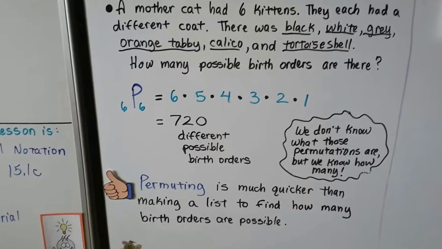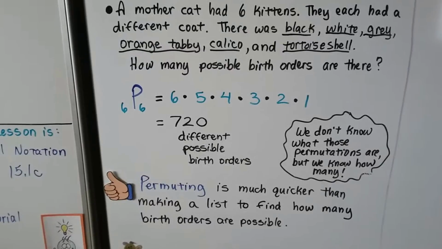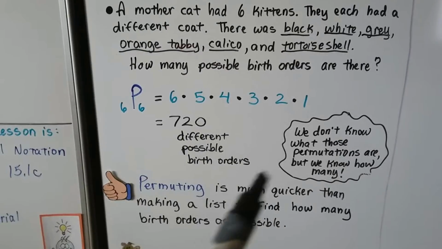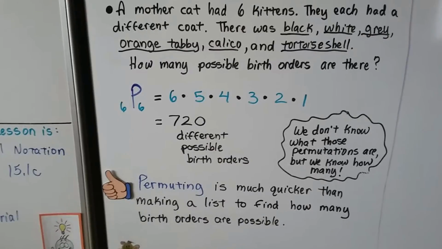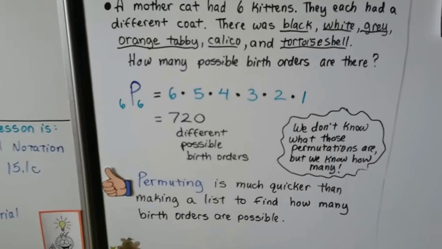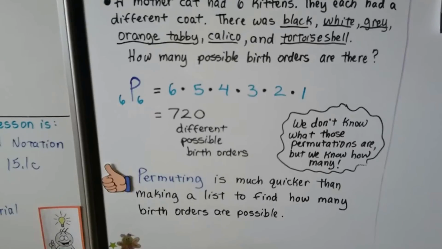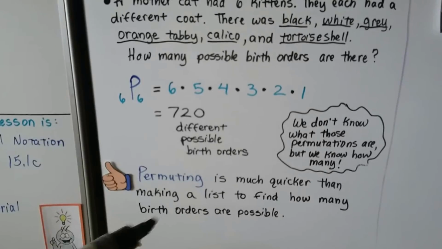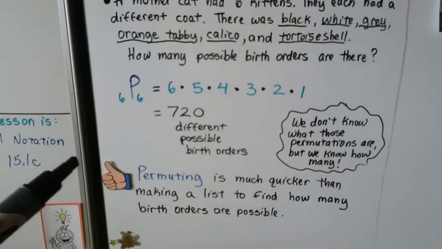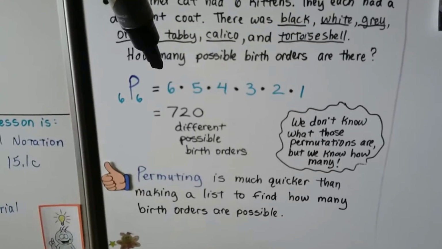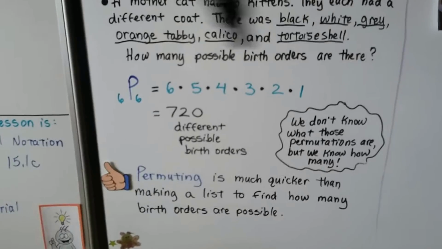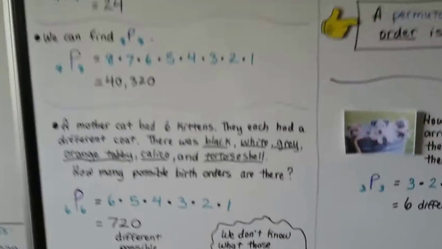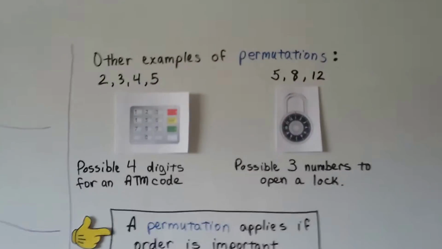We don't know what those permutations are. We don't know what the exact orders are written down, but we know how many there are. And permuting is much quicker than making a list to find how many birth orders are possible. If it's a small amount, like just 2 or 3 things, it's possible to make the list, but sometimes you end up with a long list, and it's easier to just do the permutations. See? So here's some other examples of permutations.